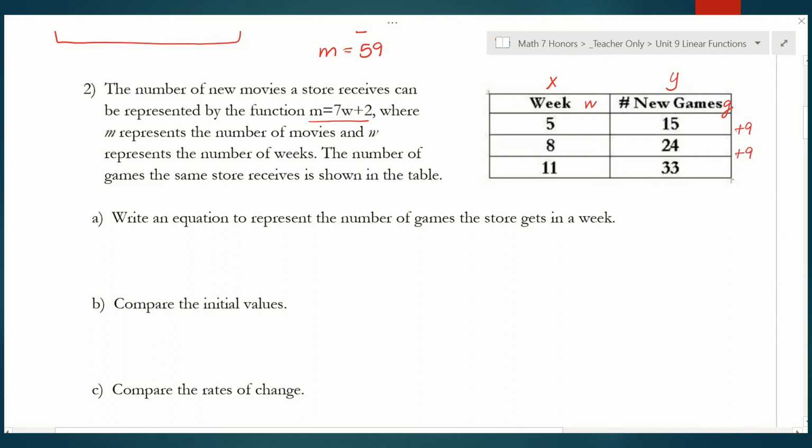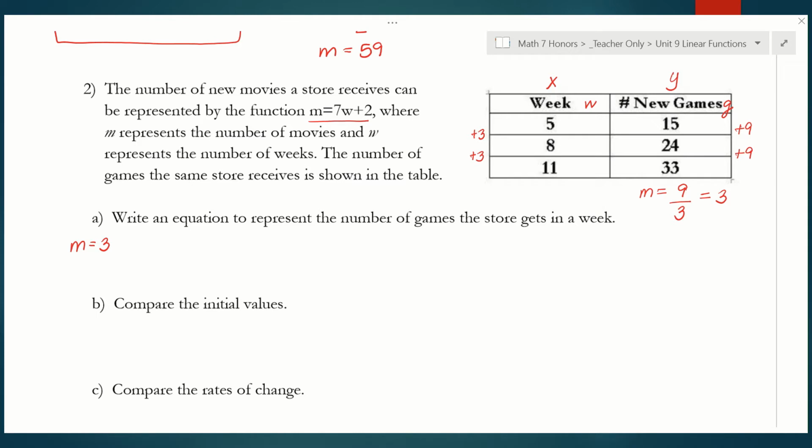Okay, and if I look at my change in x from 5 to 8, I'm adding 3, and from 8 to 11, I'm adding 3. So my slope is change in y, 9, over change in x, which is 3. And 9 over 3 is 3. So I'm kind of halfway there with having my equation because I know the slope. Now what I don't know is my y-intercept.